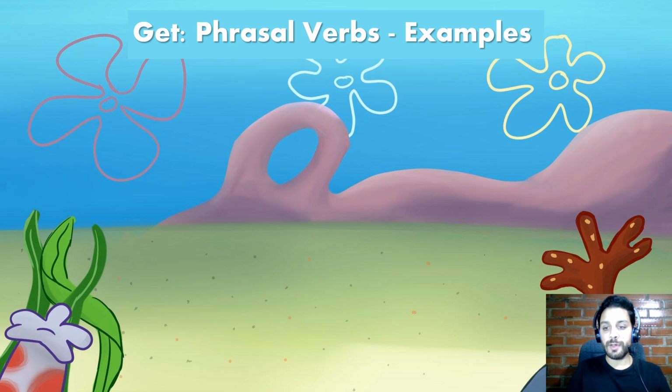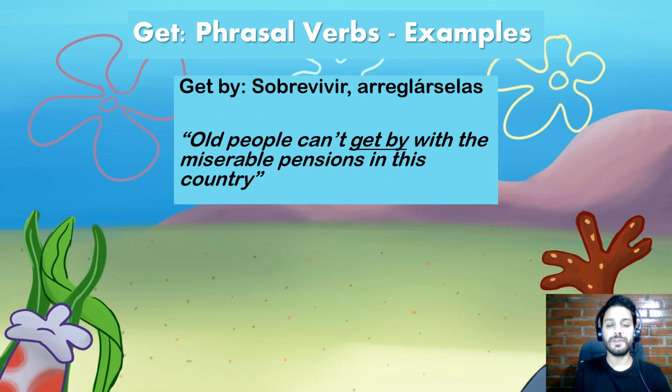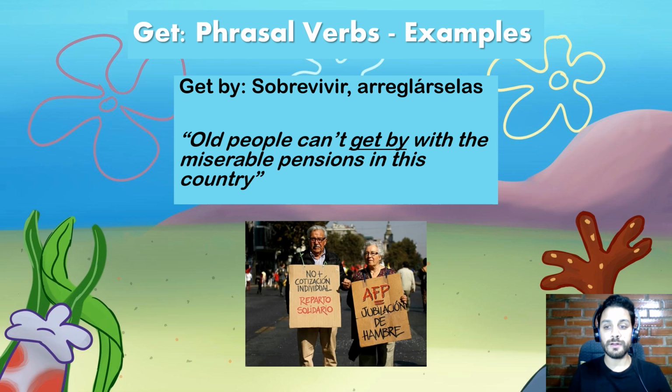The next verb that we have here is get by, which is a really sad verb that I consider with the example that we have, which means sobrevivir o arreglárselas. It's like living with the minimum. And the example that I have here is for the elderly here in Chile. So the example is old people can't get by with the miserable pensions in this country. They receive so little money that they can't survive. So that's the use for that.